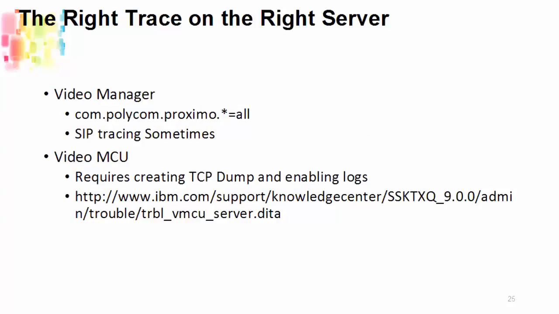So on the video manager, our primary trace string is com.polycom.proximo.all. That star equals all. The SIP tracing is sometimes needed on the video manager. That's something we'll escalate back and forth with you should that become needed. But most of the time, the tracing we need there is that first string.